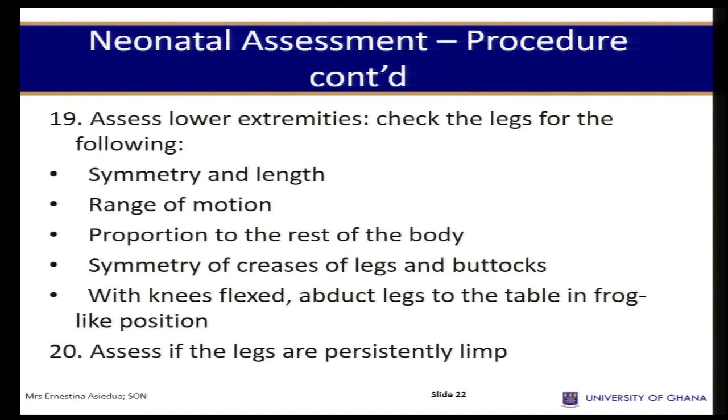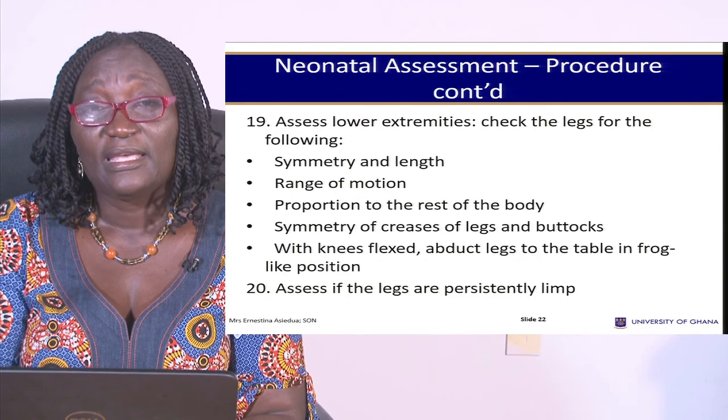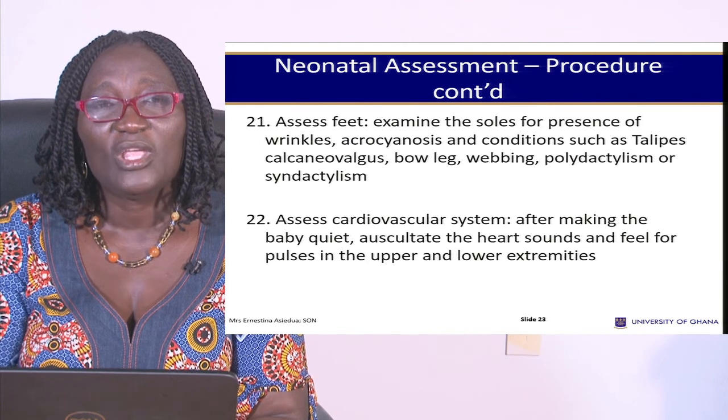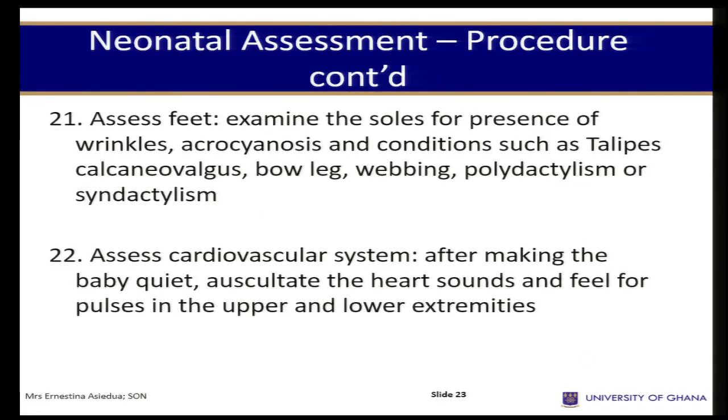Assess if the legs are persistently limp. So you lift the leg and you try to put it down. If it drops from your hand immediately, then there could be some paralysis, or we say the leg is limp, and you do it for both legs. You assess the feet, examine the soles for the presence of wrinkles. You also want to look for webbing and polydactylism or syndactylism.